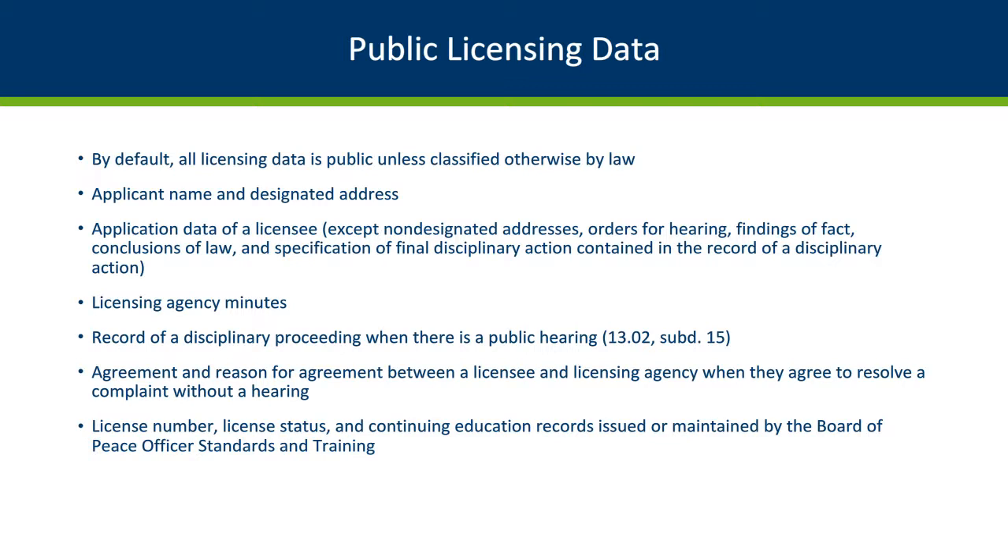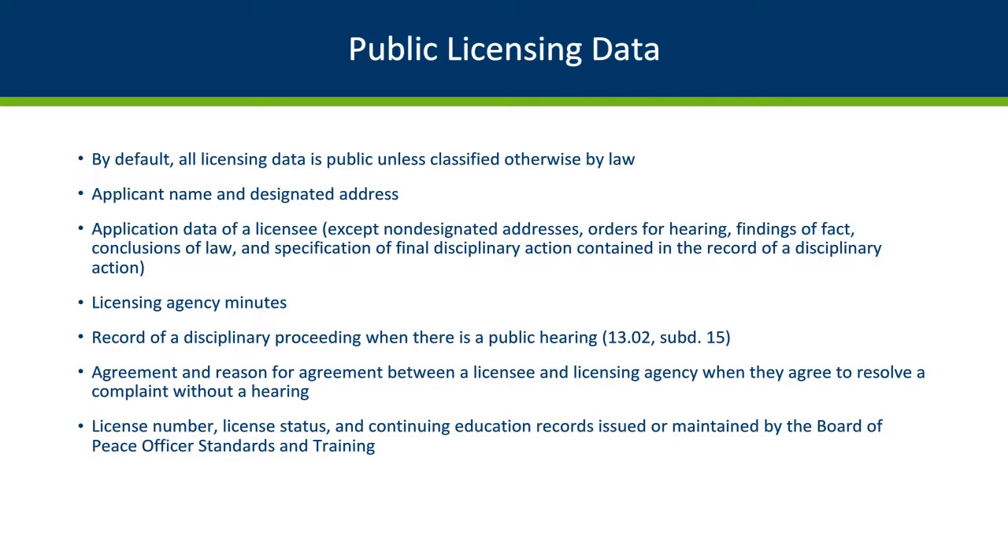However, Minnesota Statute Section 13.41 also specifically outlines certain data that are public or become public. For example, an applicant's name and designated address are public. Further, once an applicant becomes a licensee, the application data of a licensee is public, with a few exceptions, including nonpublic addresses, orders for hearing, findings of fact, conclusions of law, and specifications of final disciplinary action contained in the record of a disciplinary action.